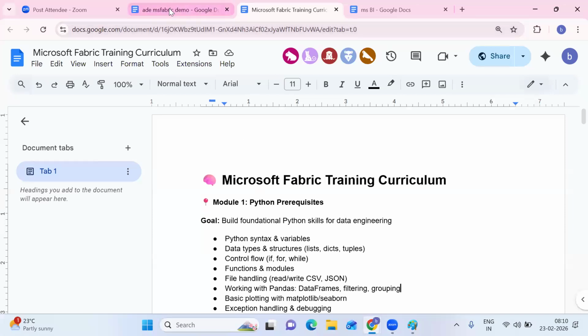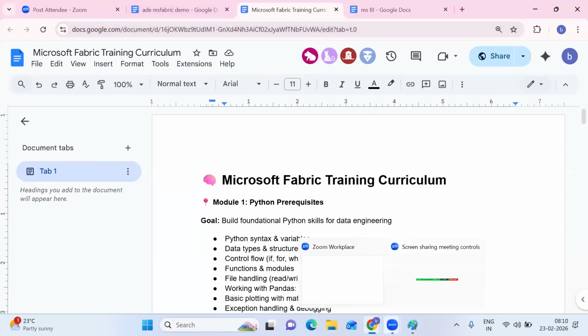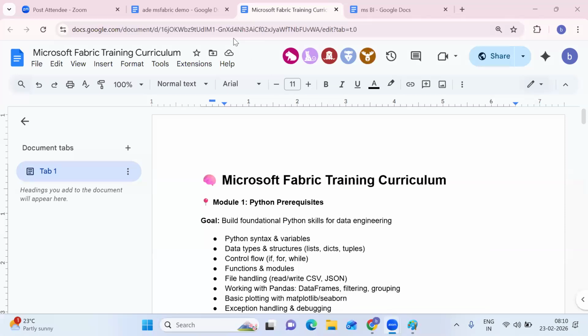Sir, curriculum already I shared with you. Yes, sir. Got it. Can you please quickly highlight which all modules will be covered? Like, which modules will be covered, like Python, ADF, or just high level?